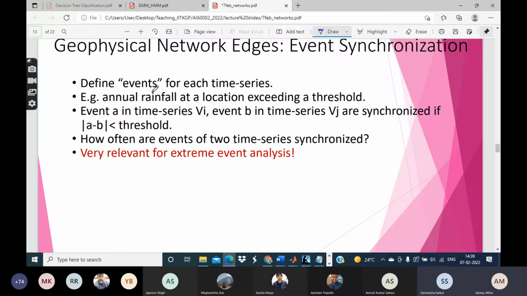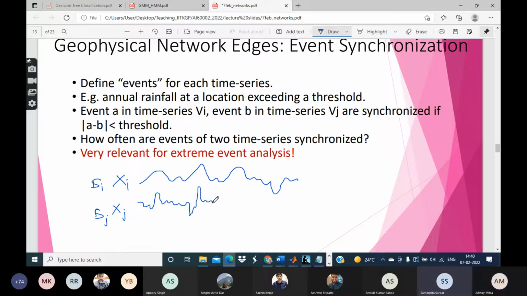Okay, suppose we have two time series like this. Suppose we have two variables. One is xi, measured at location si, and another one xj, measured at location sj. Let us consider the time series of these two. This is the time series at one location, and the other is like this.